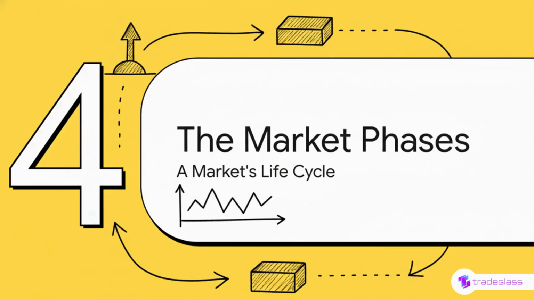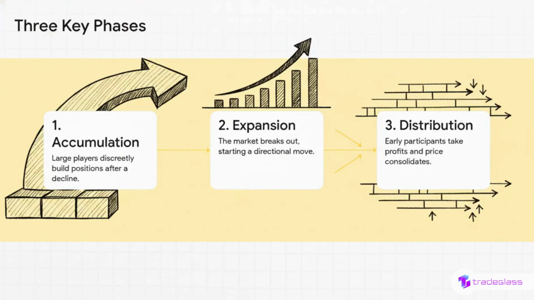Okay, so let's zoom out a bit, because these trends, they don't just go on forever, right? They have a life cycle, a story, really, a beginning, a middle, and an end. And we can break that story down into three distinct phases. So, the whole story of any big trend plays out in these three acts. You've got accumulation, then expansion, and finally, distribution. If you can understand this sequence, it's like knowing exactly which chapter of the book you're in.